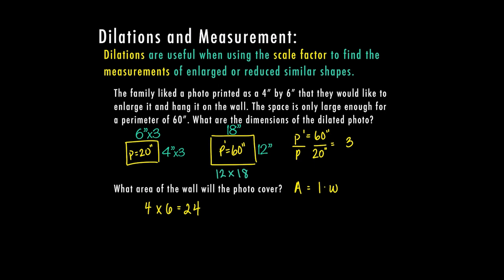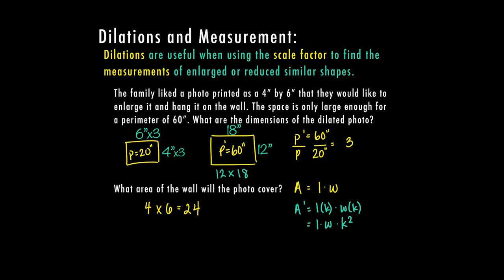To find the area of my prime shape, I would have to do length times k, my scale factor, times width times k. So I can break this down and make it a little easier by saying length times width times k squared, because I do have to multiply times k for each one.